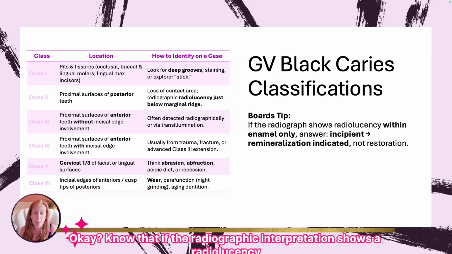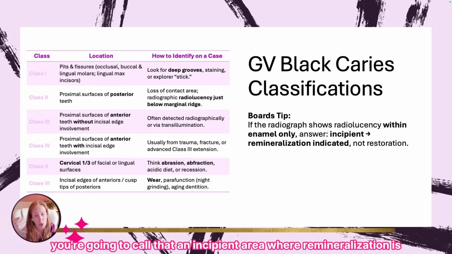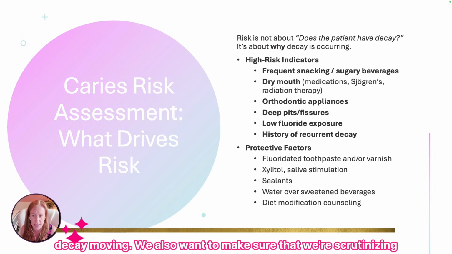Okay. Know that if the radiographic interpretation shows a radiolucency that's only inside of the enamel, you're going to call that an incipient area where remineralization is indicated, not delivering a restoration. So we want to know how far is that decay moving.